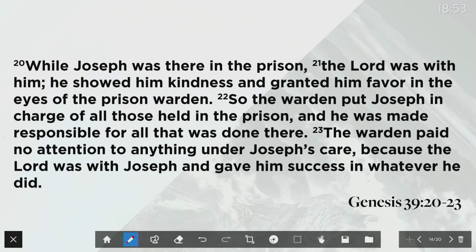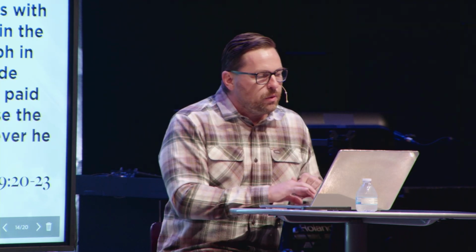And so he goes in there and he starts leading everyone. In fact, he does so well that they don't even have to worry about it now. And it happens to be that two of the prisoners are high-profile inmates. One was the baker to the king, and the other was the cupbearer.